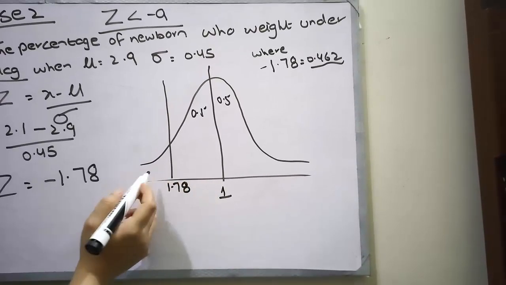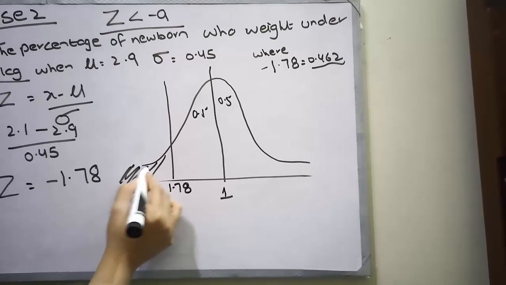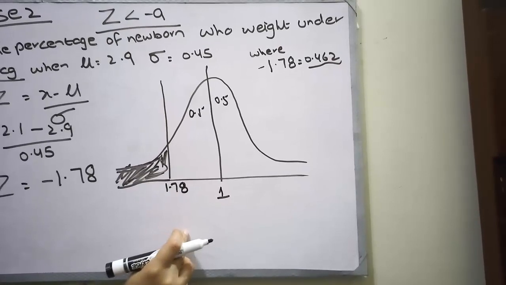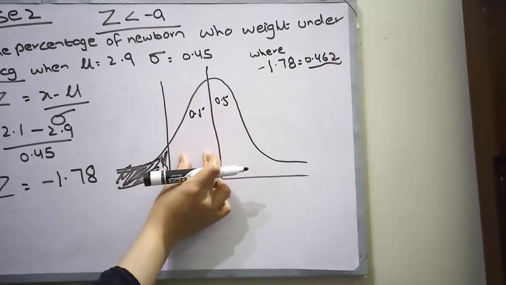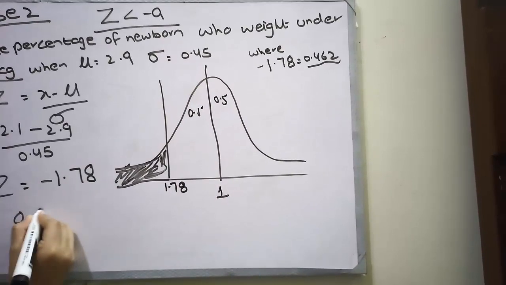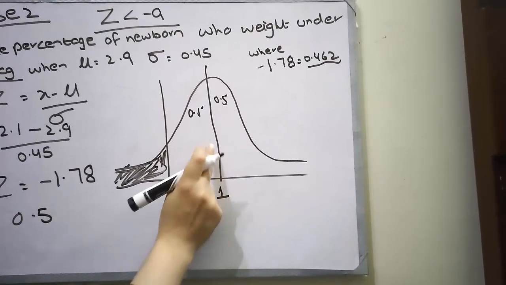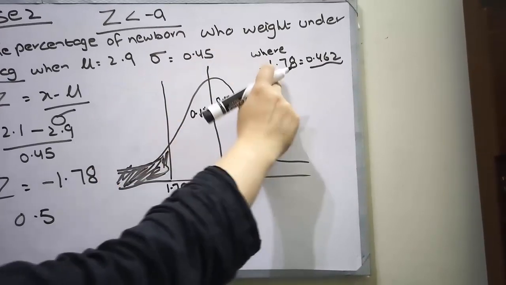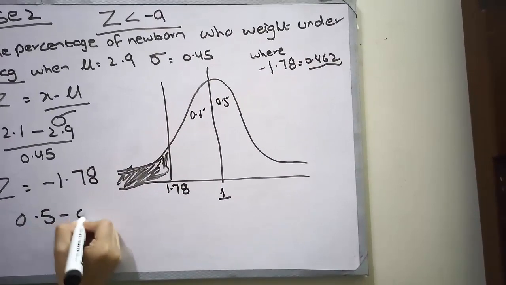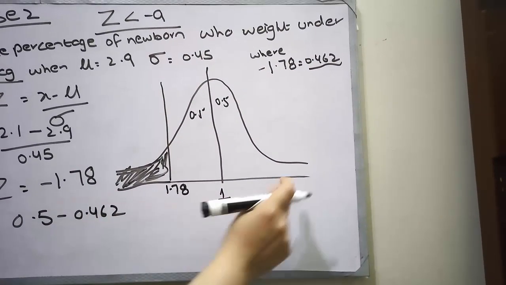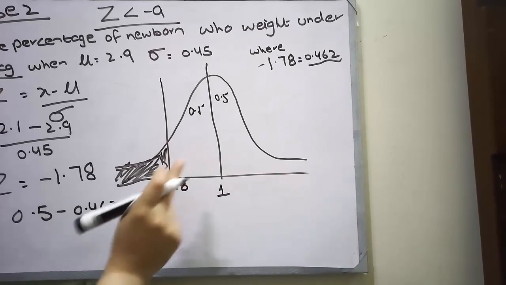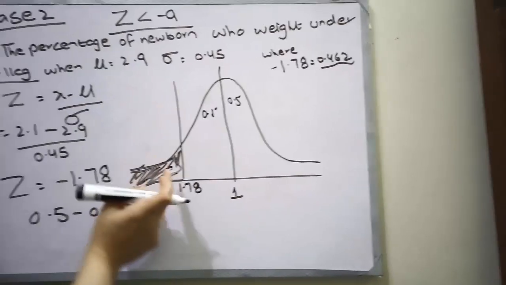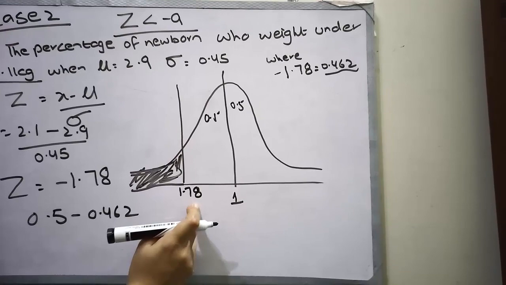1.78, we have to find the value which is less than this value. So we have to find this whole area, which means that we have to skip this area. The value of this half side is 0.5, and from this 0.5 we will minus this area, and we can have this value 1.78, which is given, which is 0.462. So from 0.5 we will minus this area, so that we can get our required value, which is less than this z value.